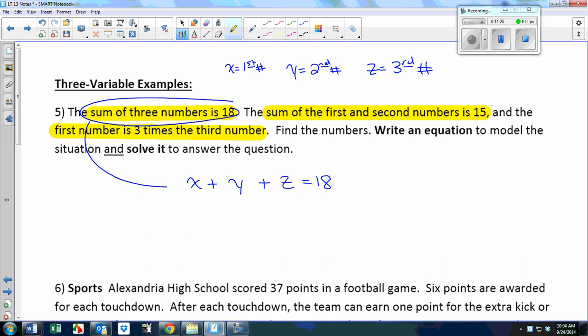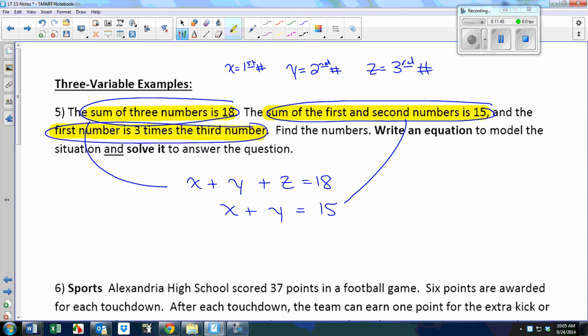The second sentence says if you add the first and the second, so if you add an x and a y, it gives you 15. So your second equation will be x plus y equals 15. And then you've got to have 3 equations if you've got 3 unknowns. The third equation comes from that third highlighted phrase. The first number, x, is, when the problem says the word is, that's an equals. So x equals 3 times the third. X equals 3 times z. All right, now that's the equations that model the situation.